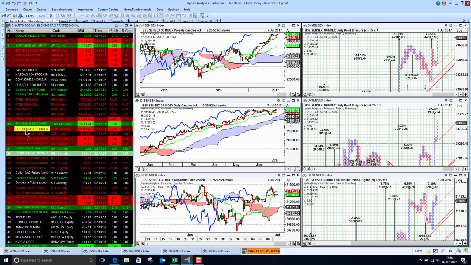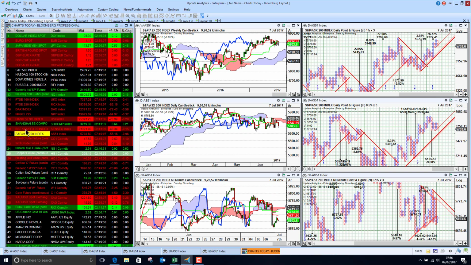Sensex is still bullish above the clouds, so China and India are the markets that are outperforming at the moment, and the Australian market did open much lower yesterday and is bearish below the cloud. So the Aussie market is looking a bit weak.